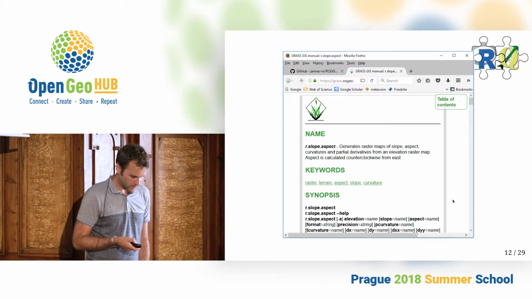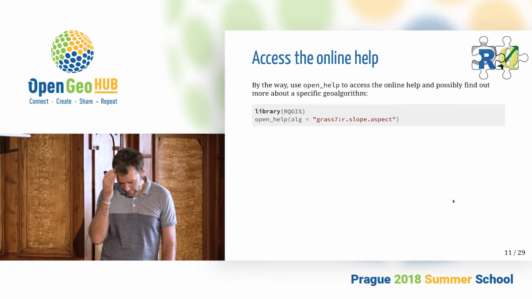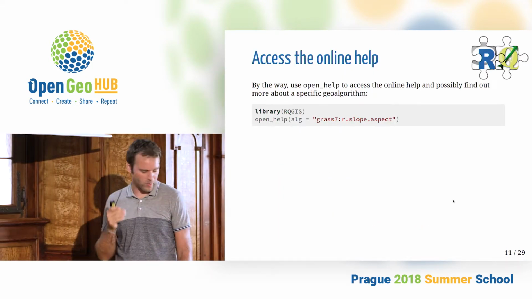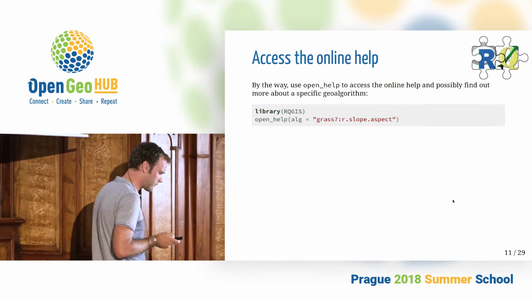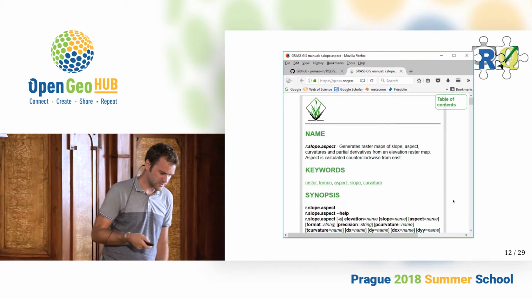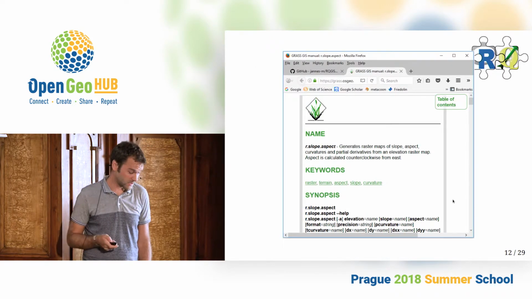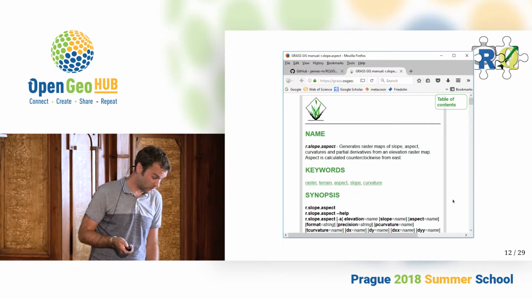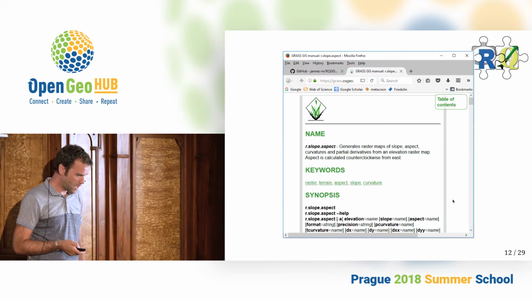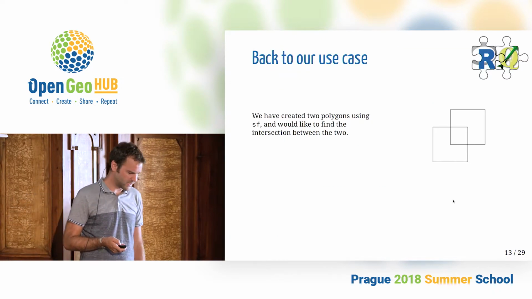The open_help function can be used to access the online help of each geoalgorithm, and in this case, because it's a GRASS algorithm, it just opens the GRASS help page, and as I said, it's really a good documentation. But let's get back to our use case.